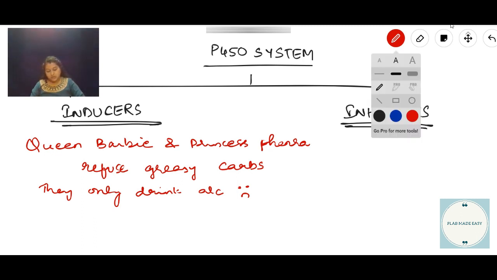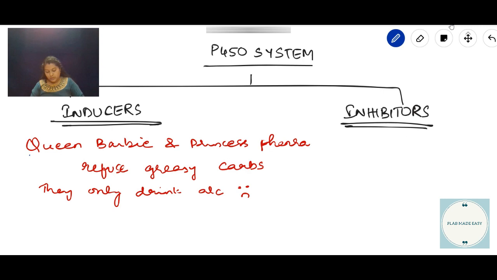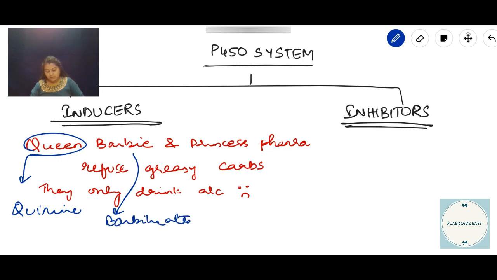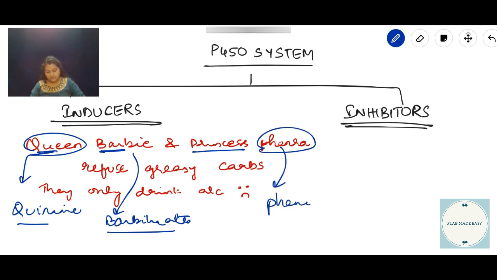So Queen Barbie. Queen, Q stands for quinine. Barbie, Bar stands for barbiturates. Now you can see the drug is also easy to remember because Queen, quinine, Barbie, barbiturates. Princess is just for the sake of remembering. Fenra is phenytoin.